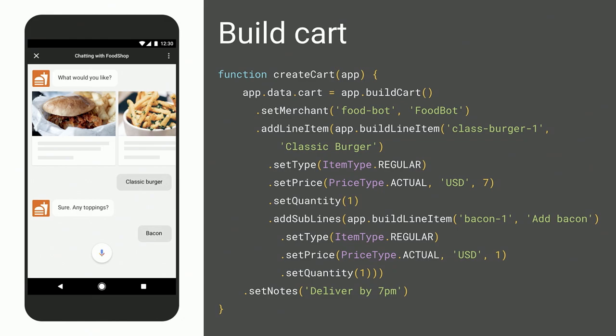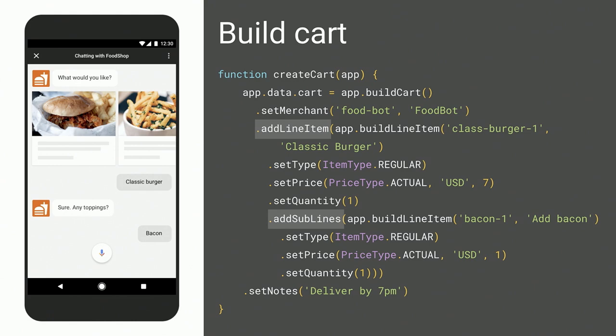So we first define a function. I'm going to define the function here that creates a cart and stores it in the app data session state. So to create our cart, we call app.buildCart and set some merchant metadata. Again, that's just going to appear in the receipt. Next, we define the structure of the cart through line items and sublines.